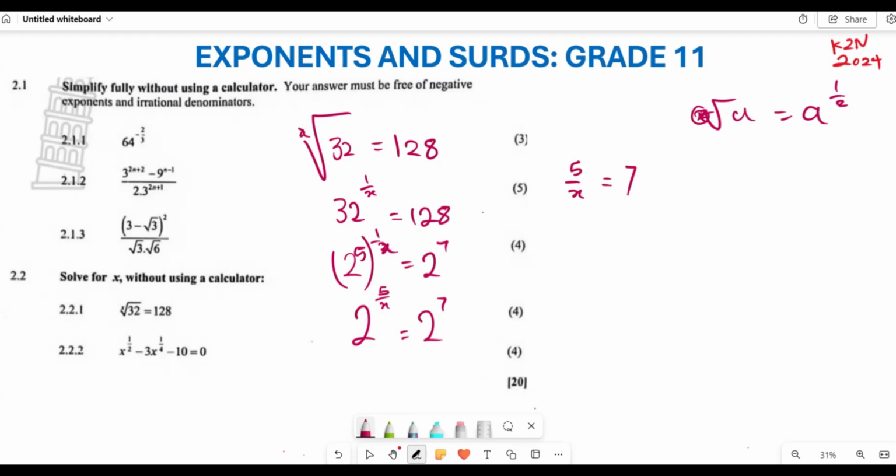Why am I saying that? Remember, the bases are the same, which means we drop the exponents. Are we together? If the bases are the same, then we can drop the exponent, which means now from here we can cross multiply.